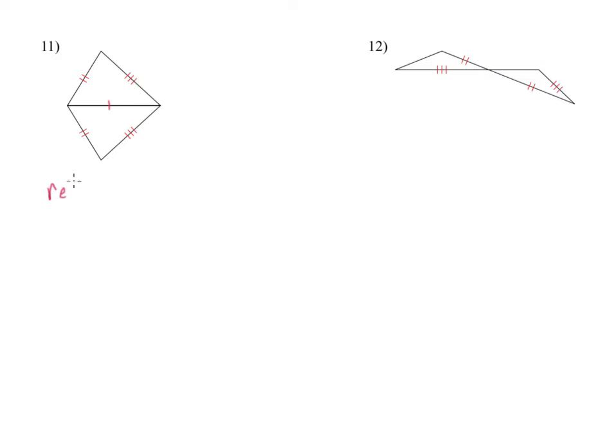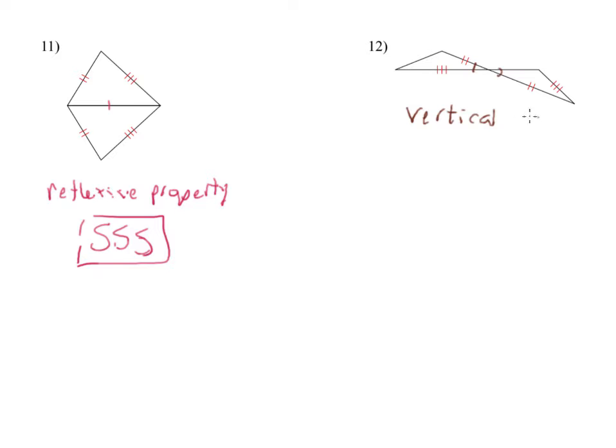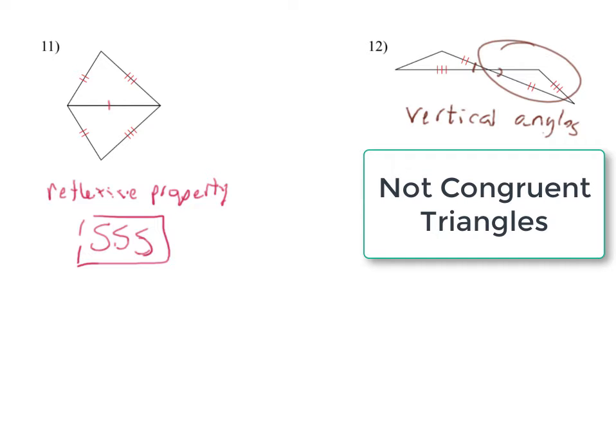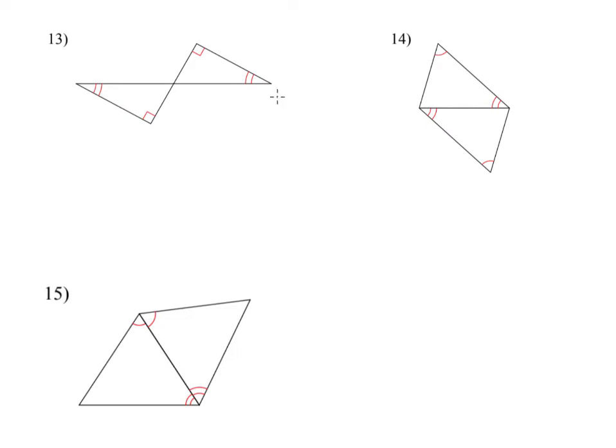Here, again, the reflexive property says that this shared side is congruent to itself. So these two triangles are congruent by side, side, side. Here I could get the vertical angles congruent, and then I have a side angle side. And this other side is not side angle side because the angle between is not congruent. So I would say here that these two triangles are not congruent.